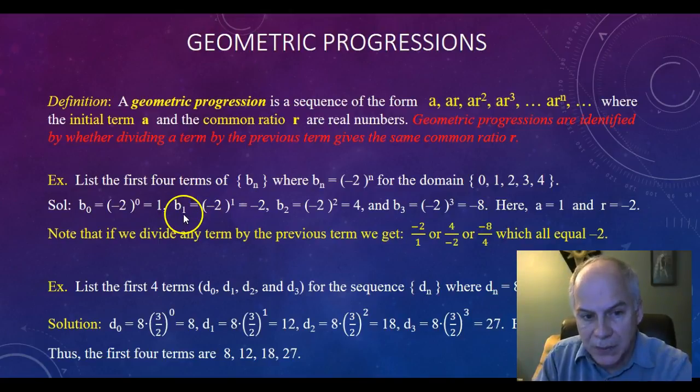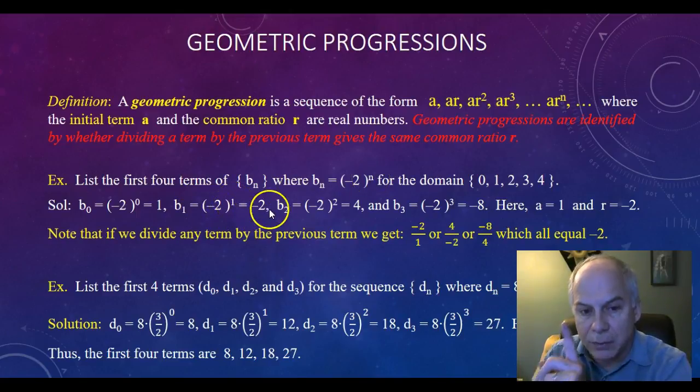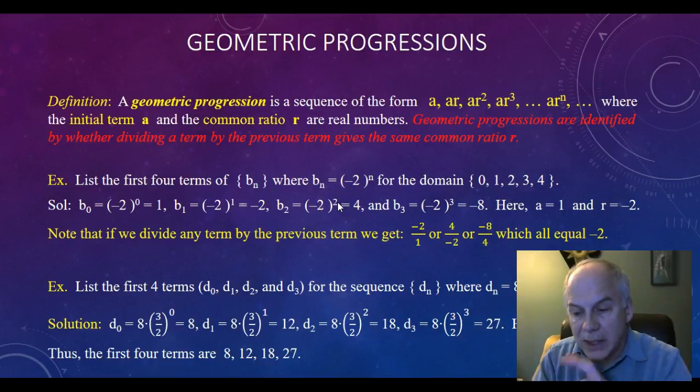The second term, if I plug in 1 for n, would be negative 2 to the first power, which would be negative 2. Then if I plug in 2, well, negative 2 to the second power will be negative 2 times negative 2, which is positive 4, because the negative squared is still a positive. And then b3, well, we're going to plug in 3 here, so negative 2 to the third power, which gives us negative 8.